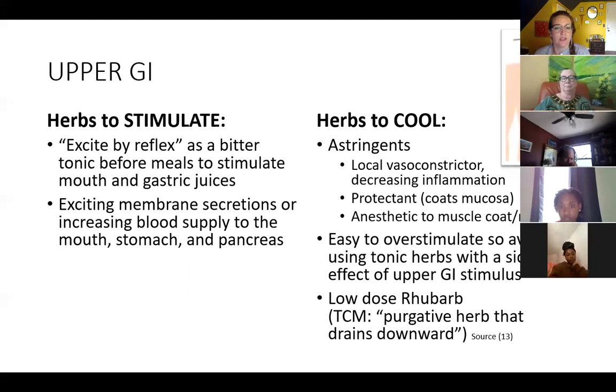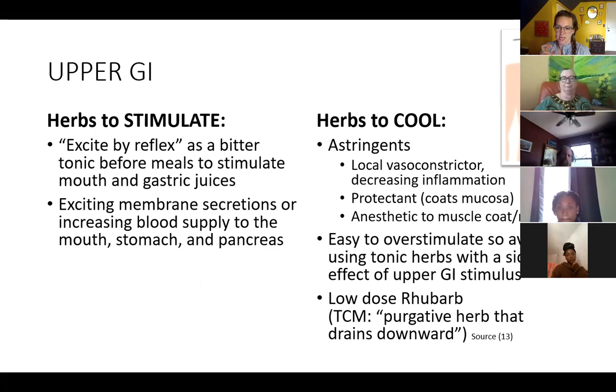Herbs to cool is also cooling. It's easy to overstimulate, so avoid using tonic herbs, like I was saying with the bitter herbs, because they'll cause a side effect of upper GI stimulus. Low dose rhubarb was actually something I came across for cooling the upper GI, because in traditional Chinese medicine it is an herb that drains downward. It has a downward effect. Burdock also has a downward effect.